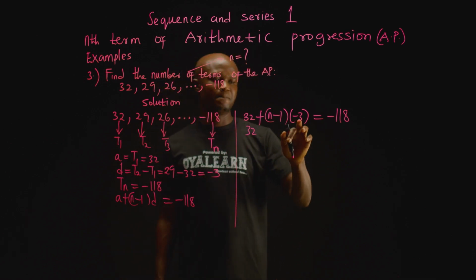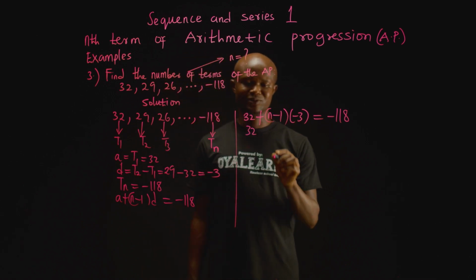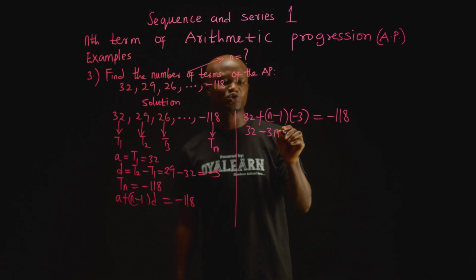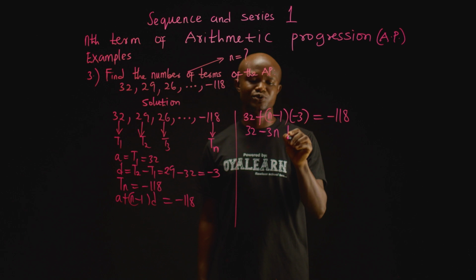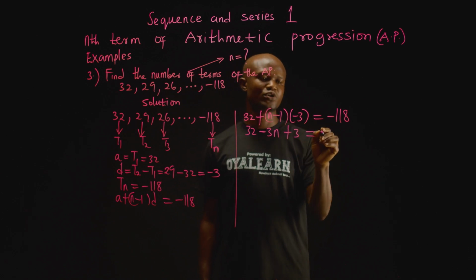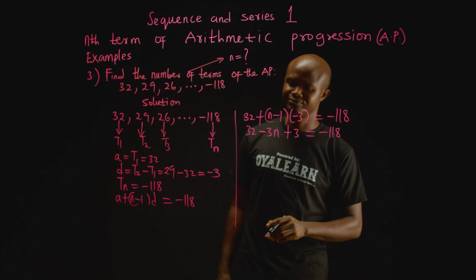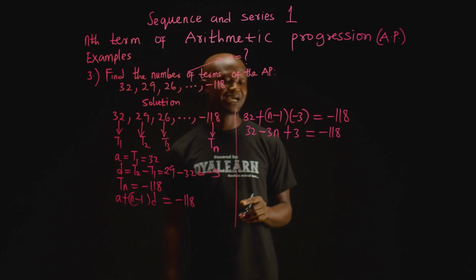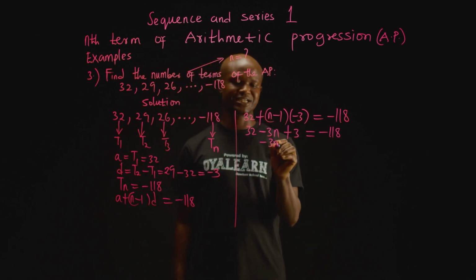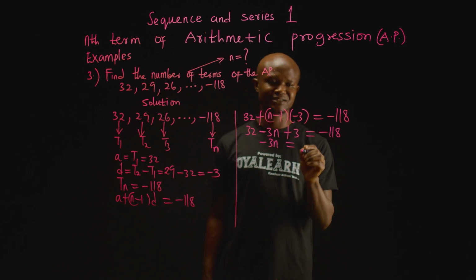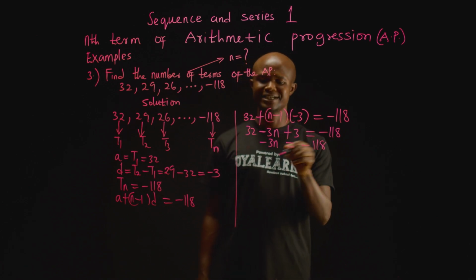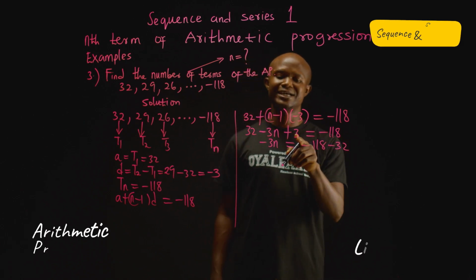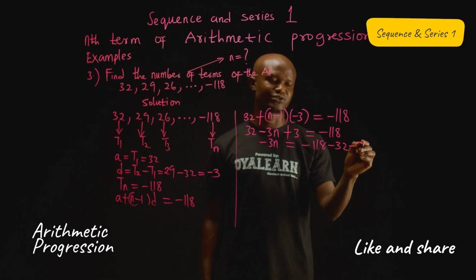32 minus 3 times n, we have minus 3n. Then minus 3 times minus 1, minus times minus is plus, so we have plus 3 equals minus 118. Now we are going to collect the like terms, n. We have minus 3n here. Then we can transfer 32 to the right hand side, and we have minus 32. Then plus 3 to the right hand side gives minus 3.